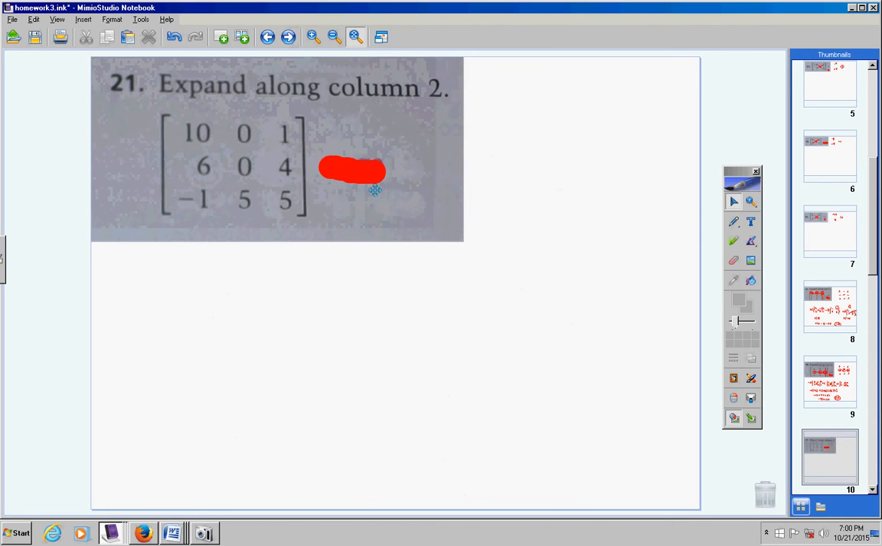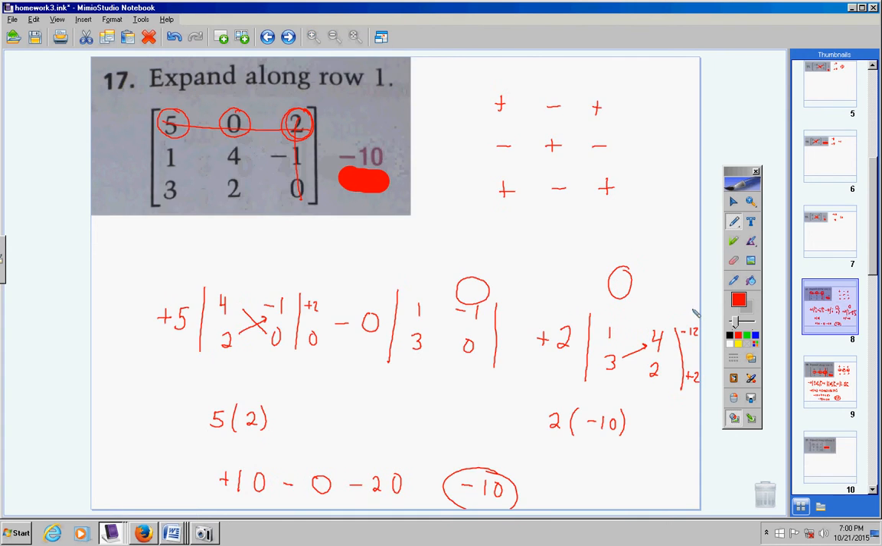Number 21. Okay, here we go. We're going to expand along column 2. Man, what a great column to use. Have you not figured out yet if you're going to use expanding by minors? Pick columns and rows that have a lot of zeros, because what that does is it gives you zeros right here, which automatically gives you a 0 right here. It really saves a lot of time.